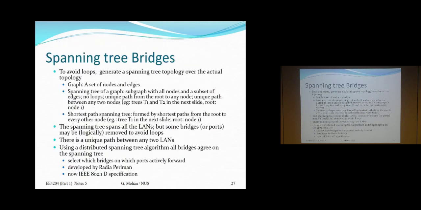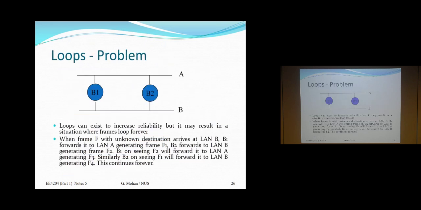Maybe let's consider a simple case. Look at this case, B1, B2 connected to A and B. So this A and B are LANs. This is a LAN, this is another LAN. So this is B1, B2. Why should we have two switches here? One good reason can be reliability. Reliability means, let's say if B1 becomes faulty, still A and B will be connected through B2, another switch. There's fault tolerance or reliability there.